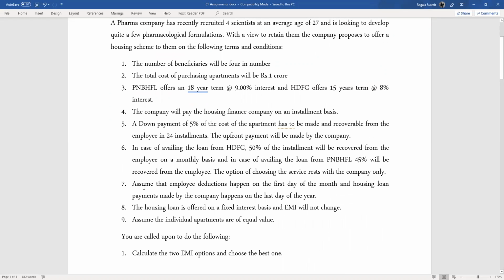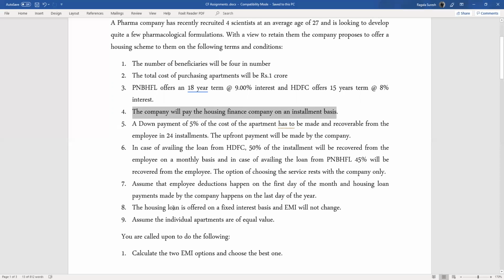Basically, it doesn't matter. Assume that employee deductions happen on the first day of the month, and housing loan payments made by the company happen on the last day of the year. The loan is provided by the company to the employee, but our analysis question is to choose the best one in favor of the company, not the employee. So it doesn't matter how the employee deductions happen. The company will pay the housing finance company on an installment basis.